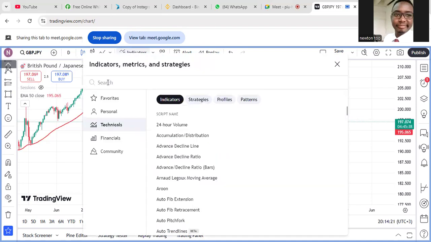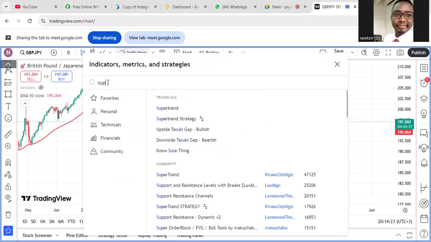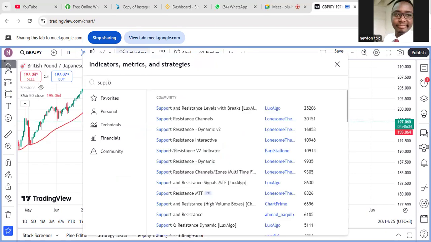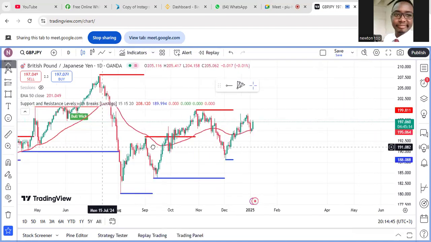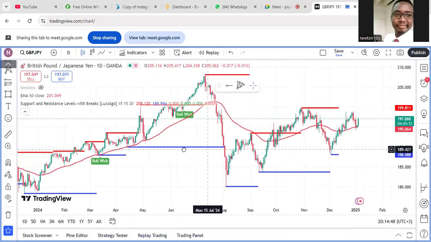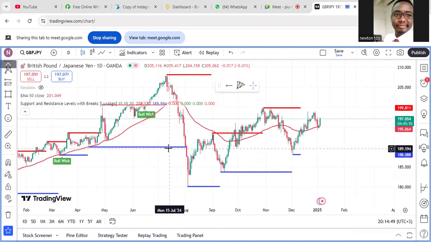Type support and resistance. This support and resistance is automated. It follows the market. So you click support and resistance. It's called support and resistance levels with breaks. So you click like that. See how it is? This one marks levels for you.